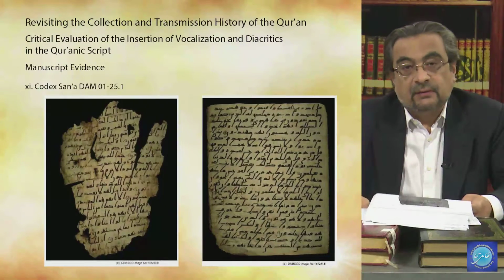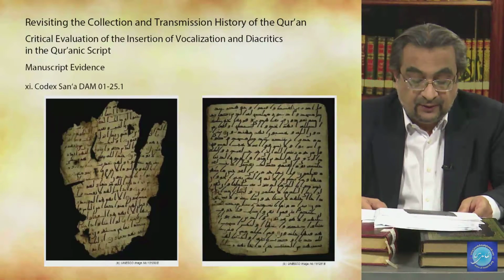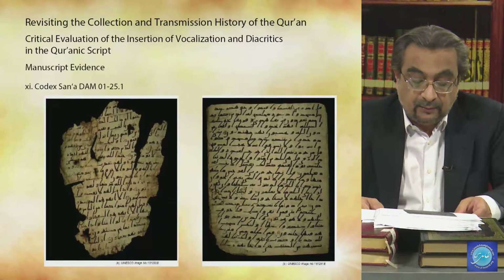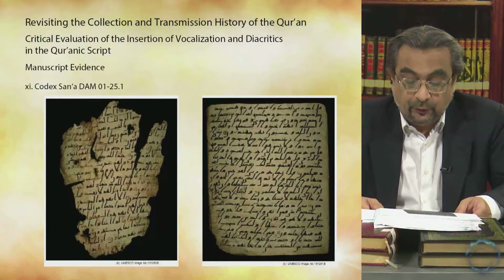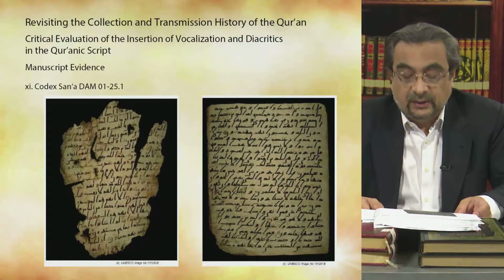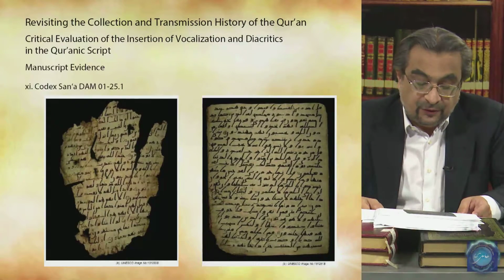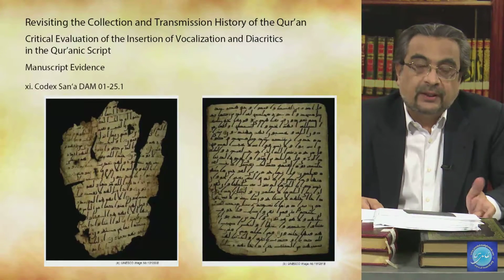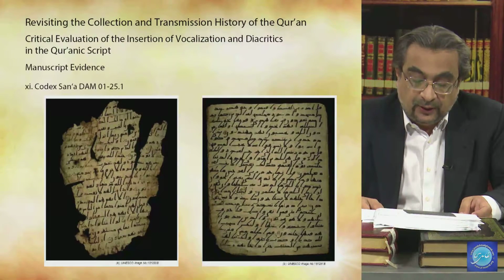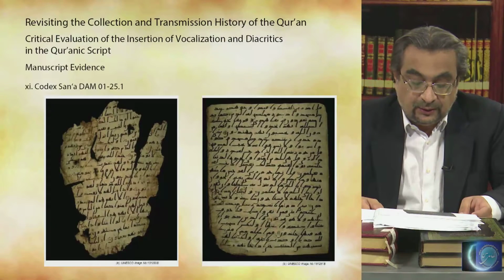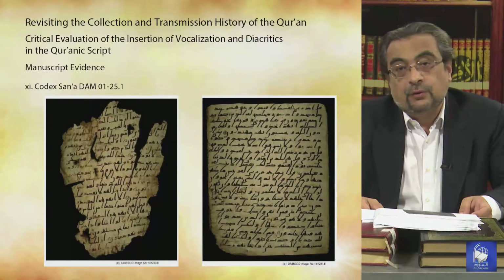As far as the 11th example is concerned, viewers, this is the Codex Sana DAM 01-25.1. It has miscellaneous verses. It belongs to the 1st century Hijrah. The script again is Hijazi. Its location is Darul Makhtutat, Sana'a, Yemen. There are a few diacritical marks.